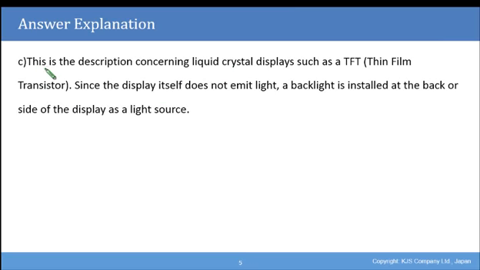Finally, in C, this is the description concerning liquid crystal displays such as TFT, thin film transistor. Since the display itself does not emit light, a backlight is installed at the back or the side of the display as a light source.